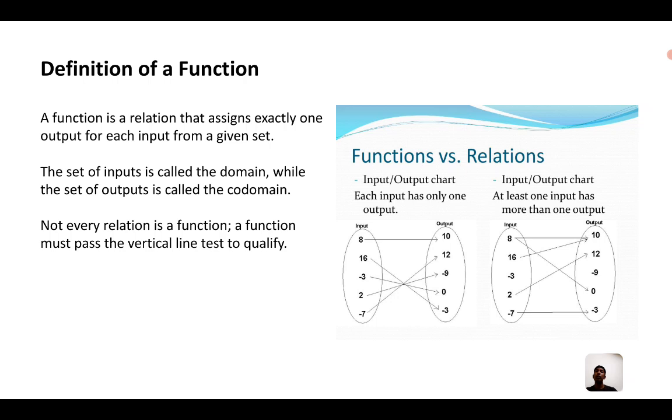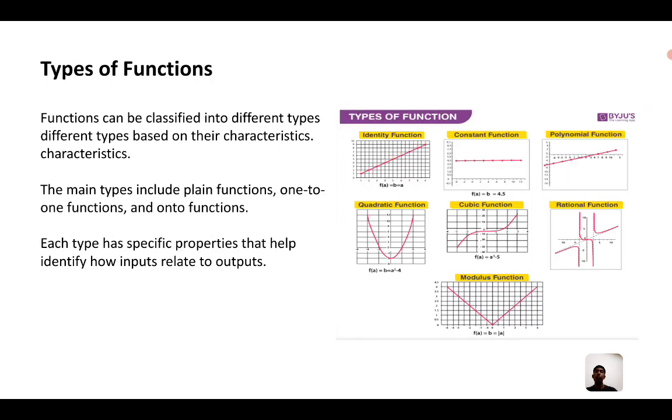Definition of a function. A function is a relation that assigns exactly one output for each input for a given set. The set of inputs is called the domain, while the set of outputs is called the codomain. Not every relation is a function. A function must pass the vertical line test to qualify.